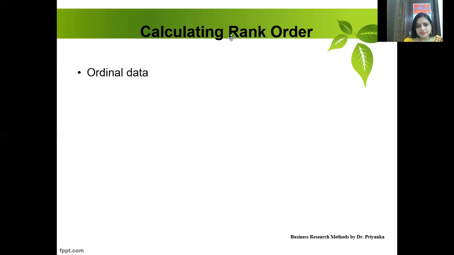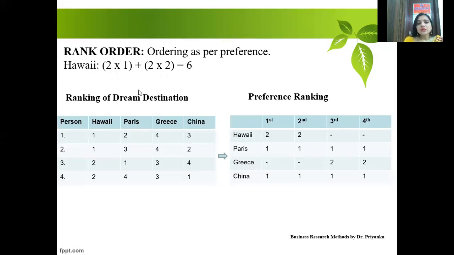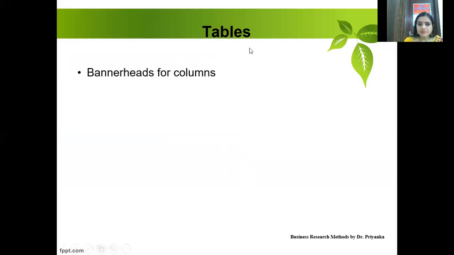Calculating rank order. How would you calculate rank order? On the basis of ordinal data, brand preferences, right? For example, ranking of dream destination out of 4 places. 4 persons have ranked their dream destination like this, right? Or you might take this preference like this: first, second, third, and fourth of all the destinations, right? And then you can combine them and make a new rank order.